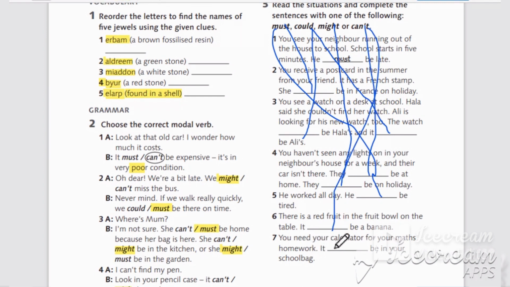You need a calculator for your maths homework. It in your school bag. It could be in your school bag.